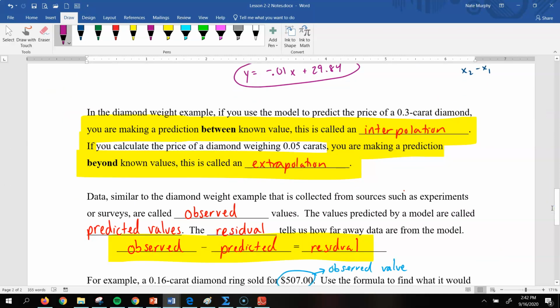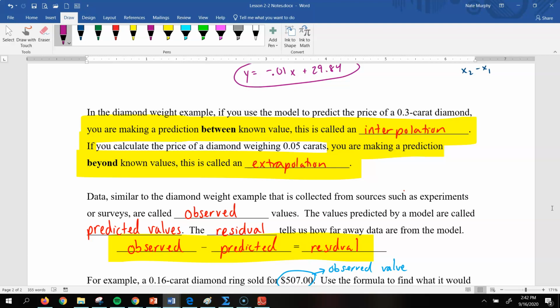Okay, so make sure you get that down. And then the next thing that we need to talk about is this idea of a residual. So you have the observed values. Observed values are the values that we actually have from a table or that we've collected. They're actual data that we've collected. Predicted values are the values we get from an equation. So to find what we call the residual, we're always going to take the observed minus the predicted.